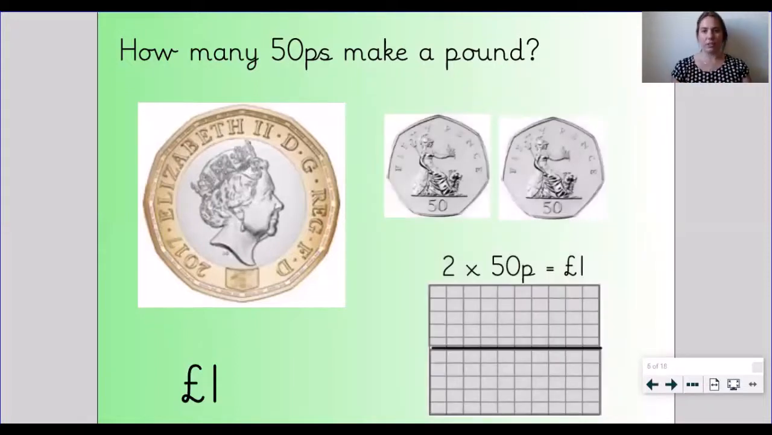Should we have a look? Okay, so we've got two 50s, two parts with 50 in each of them. We put them together and that makes 100 pence, or it makes £1. So keeping in mind that we need 100 pence to make £1, two lots of 50: two 50 pence coins.